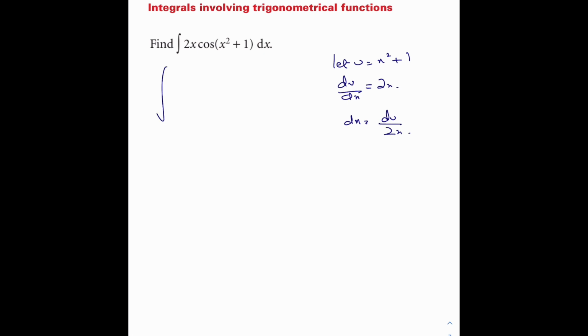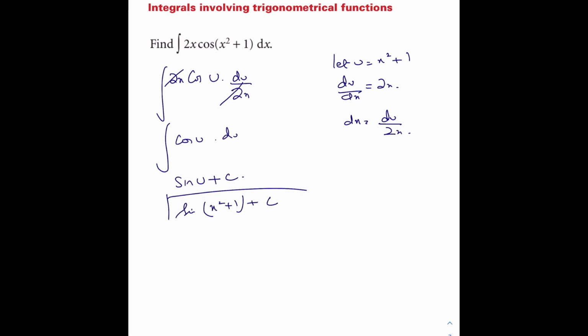Okay, let's write it here. 2x cos of u, and why am I writing u here? Because x square plus 1 is taken as u. In place of dx, I'm going to write du upon 2x. This can simplify. Now I'm left with integrating cos u du. Integration of cos of u is sine of u plus c. And what was u? U is x square plus 1. So I can write sine of (x square plus 1) plus c. This is the final answer to this question.